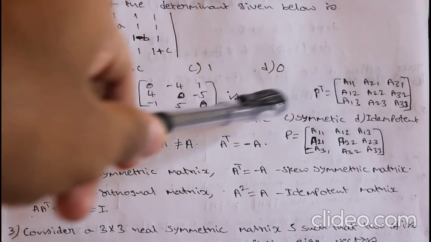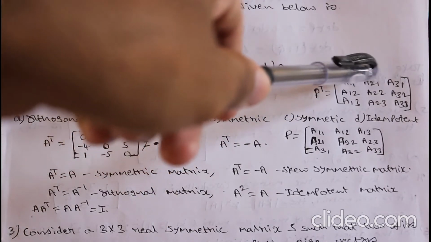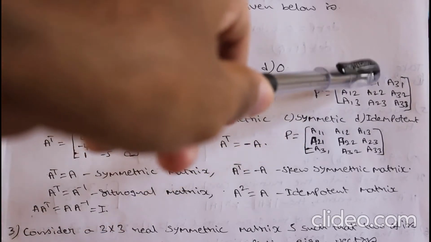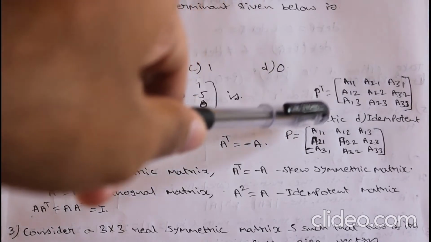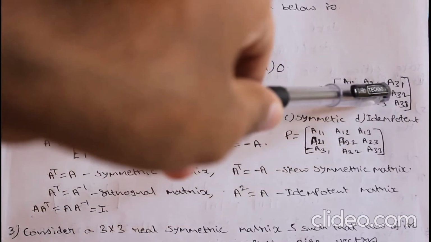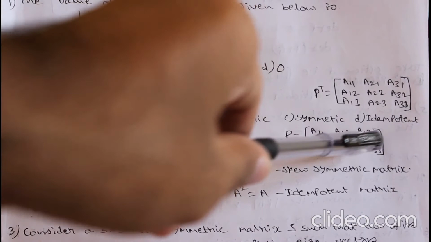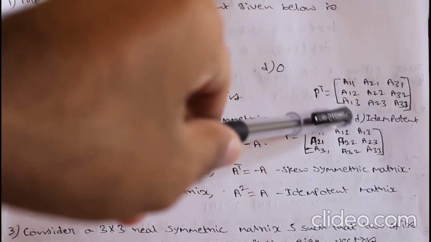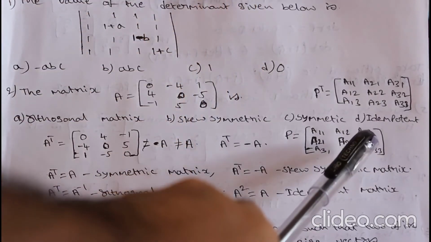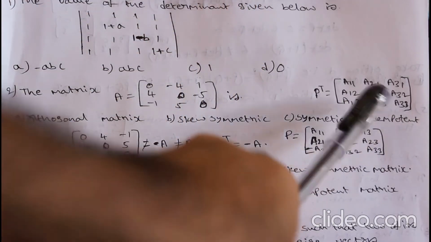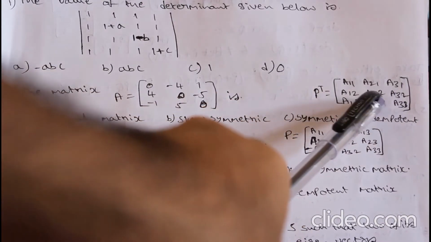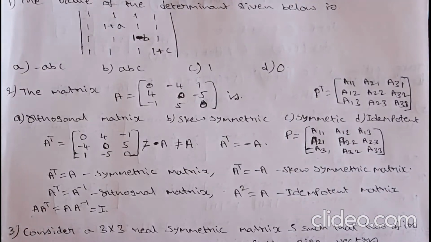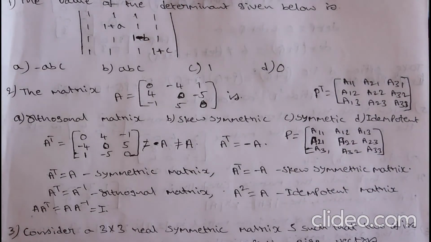P transpose is equal to A11, diagonal elements as it is, and interchange these two, A12, A21. So here A21, here A12, and A22 as it is, diagonal element. And interchange A13, A31. So here comes the A31, and here A13. And interchange A23, A32. So here comes A32, here it will be A23, and diagonal element as it is, A33. That is the way to calculate the transpose of a given matrix.